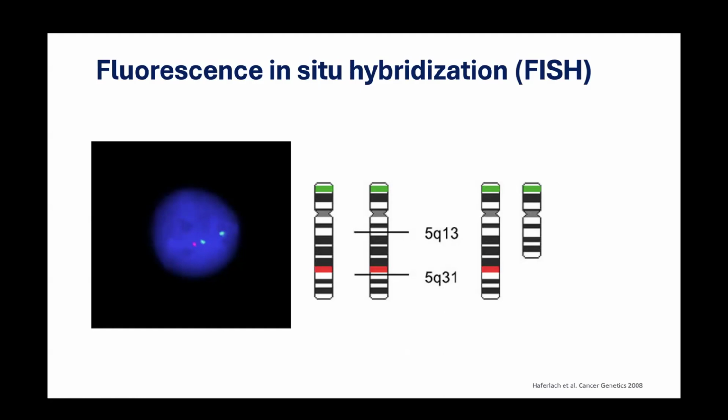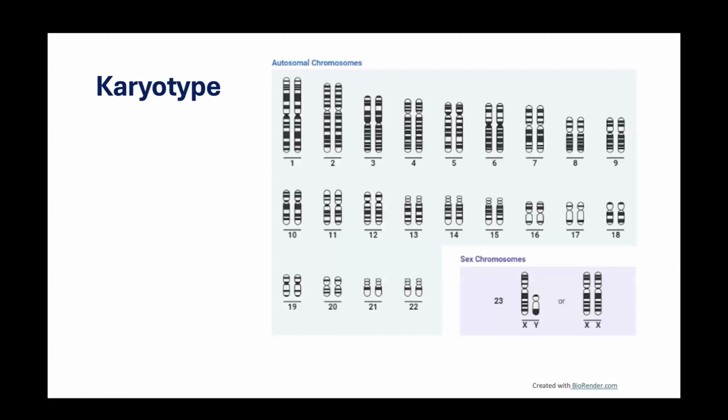And so in addition to FISH, we often do something called a karyotype. And karyotypes are basically where you look at the entire chromosomal makeup in about 20 cells, or as many dividing cells as you can find. Usually the number we're looking at is 20.